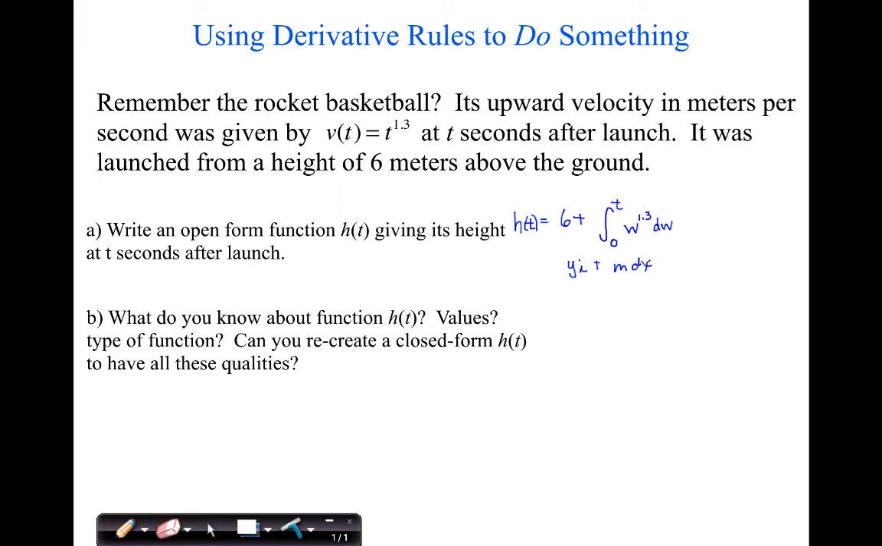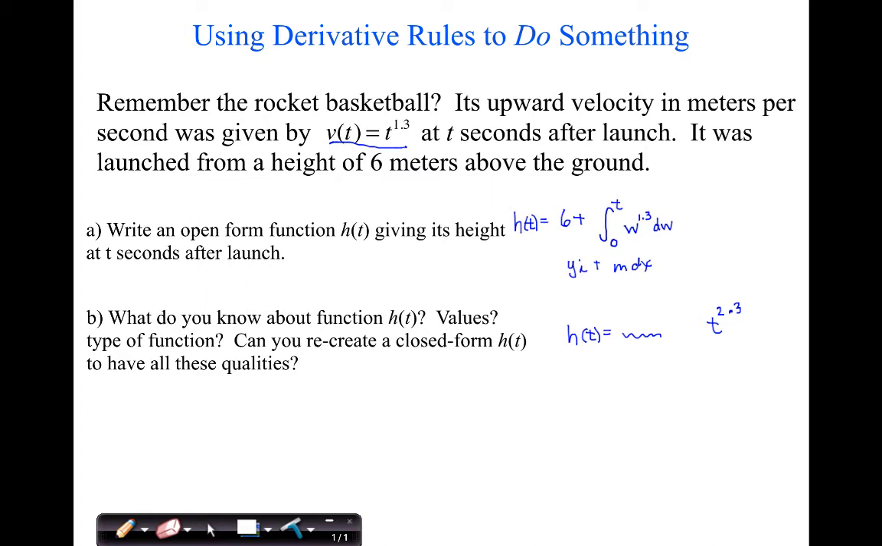So the second question that I popped up here, what do you know about function h of t? Some values, a type of function. Can you recreate a closed form h of t that has all these qualities? Meaning, what is this the derivative of? We've done derivatives that end up with results that look kind of like that before. If it was supposed to look like this precisely, I'd say, well, let's see, h of t would have to be something that involves t to a higher power, one higher in fact, so that if I do power rule, this 2.3 in the exponent would become a 1.3.